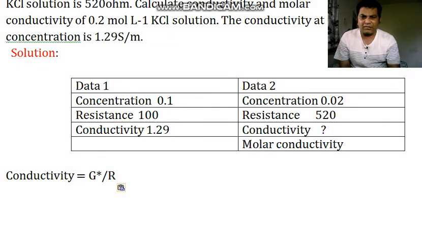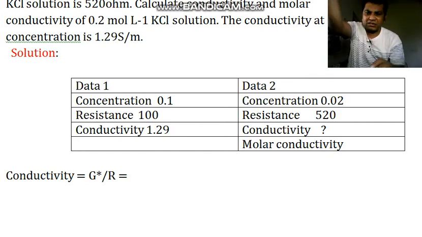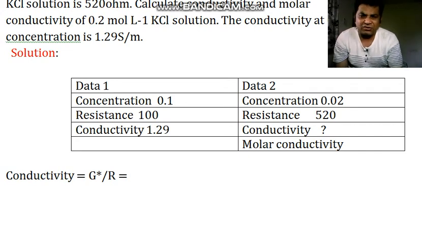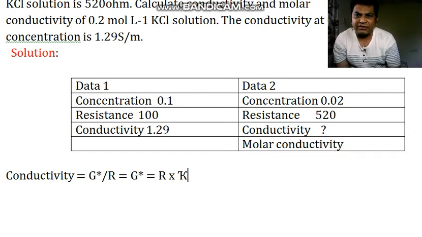So first let's put in the values. Let us make G star the subject. So G star is equal to R into conductivity. Okay, so R into conductivity. The symbol of conductivity is kappa. So that's why I will put it here. So this is our first step.